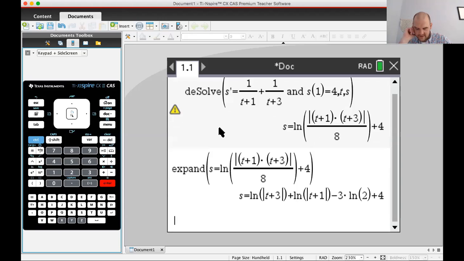Okay, so is this the answer that we got? Maybe. We got the natural log of the absolute value of T plus 1 plus the natural log of the absolute value of T plus 3. So far, so good. Then we got plus 4, which is good. And we got minus natural log of 8. But 8 is 2 cubed, so that could be minus 3 natural log of 2. We got that answer.